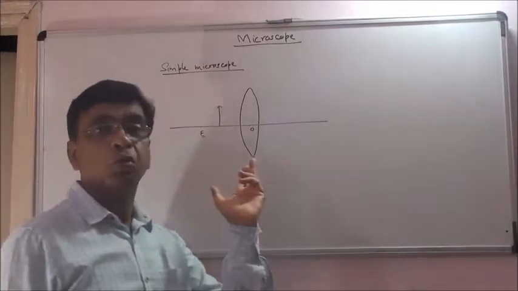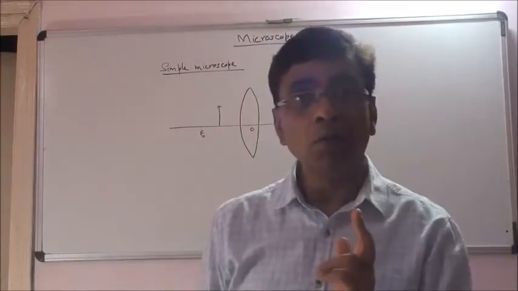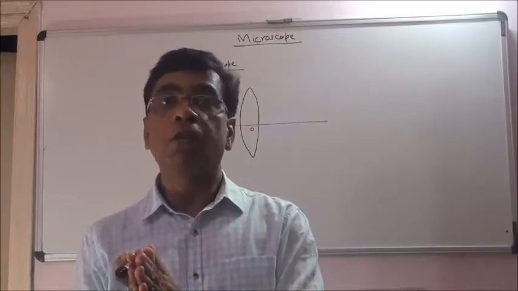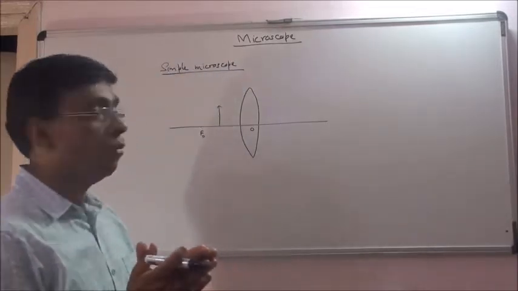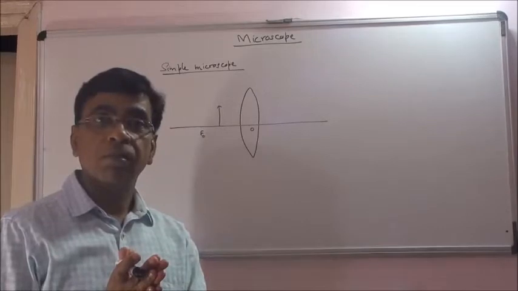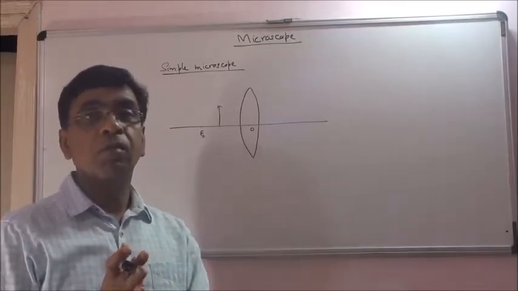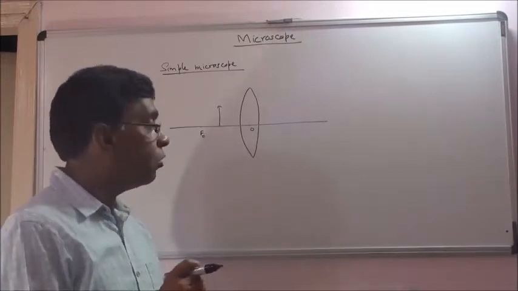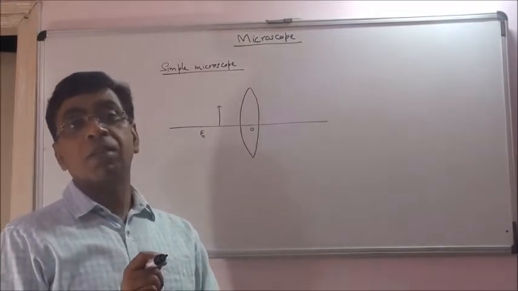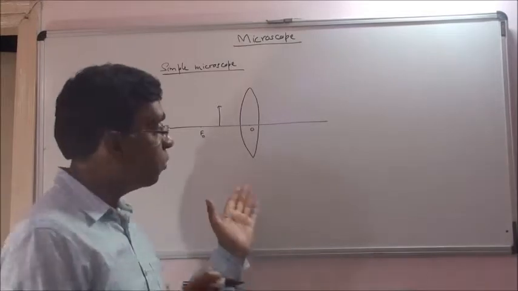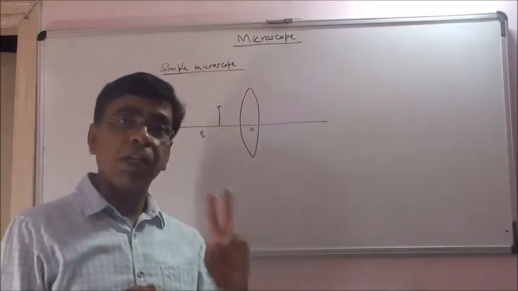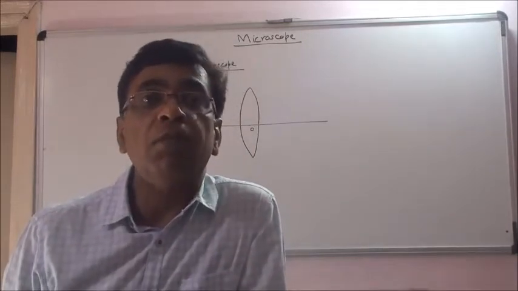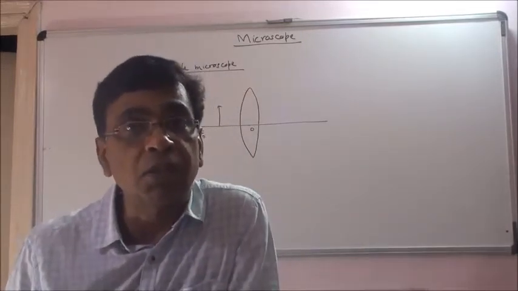In all these instruments, microscope as well as telescope, I will take two positions for the final image. One, when the image is formed at infinity, and one, when the final image is formed at least distance of distinct vision. When the final image is formed at infinity, we call it normal adjustment. So for microscope as well as for telescope, we will take two cases: final image formed at infinity and final image formed at least distance of distinct vision.